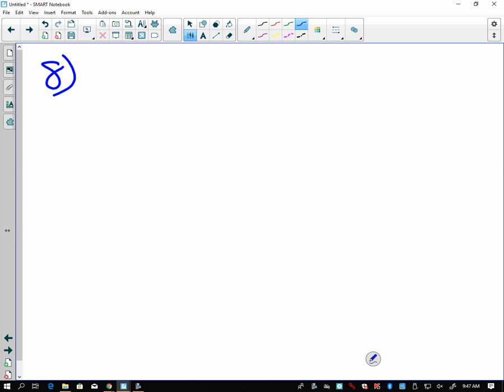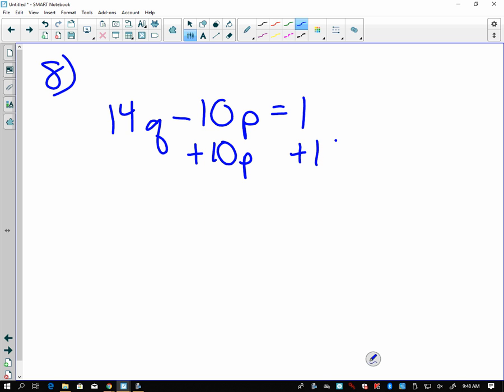Okay. What about 14q minus 10p equals 1? And we want to solve for q. Okay, so we're solving for q, right? So you say add 10p to both sides. Okay? All right, so I'm going to rewrite the question.